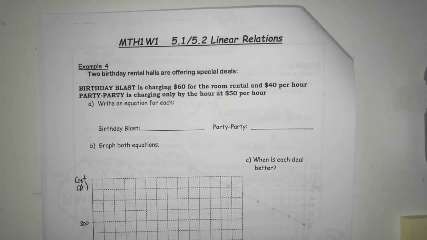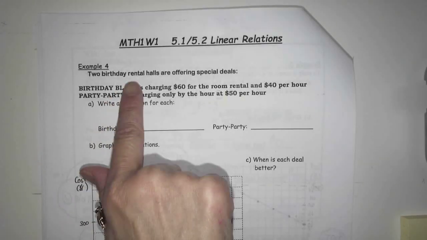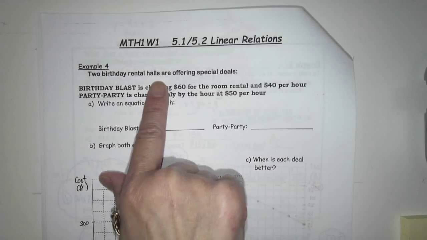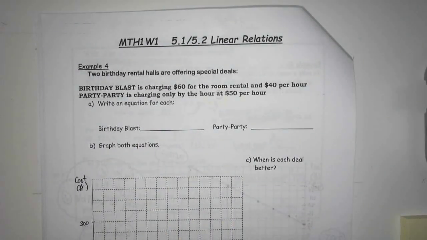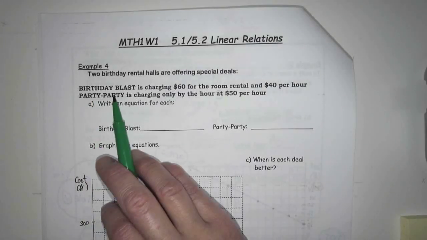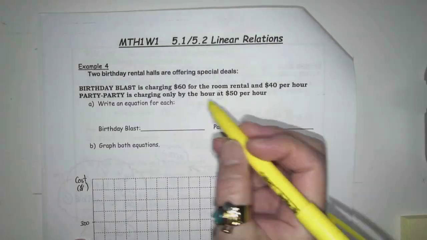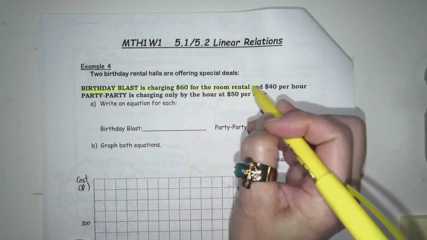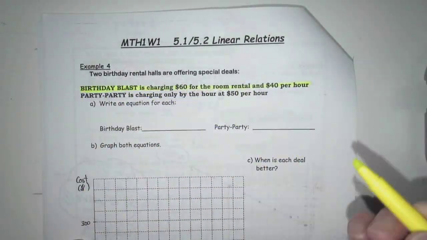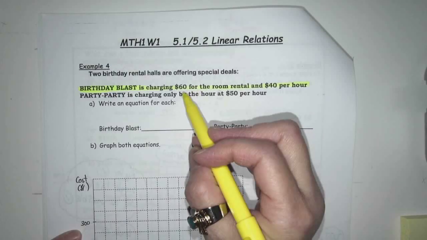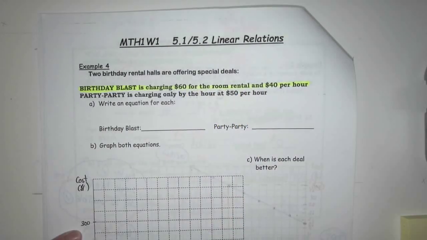We're looking at some more linear relations, and in this example, we're comparing two birthday rental halls, what they're charging. They love these comparison questions because it's something realistic that you might encounter in real life. You have one company called Birthday Blast, and they are charging $60 for the room rental and $40 per hour.